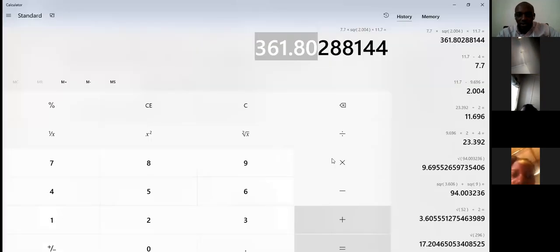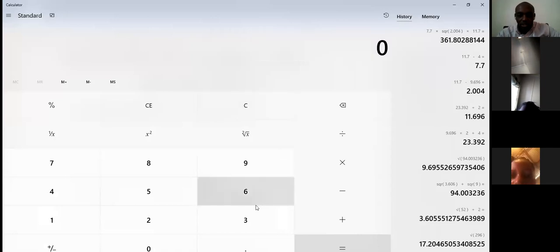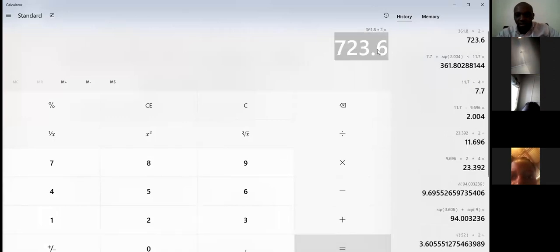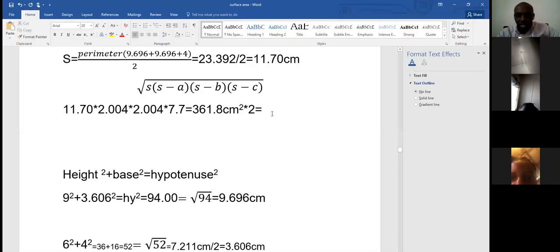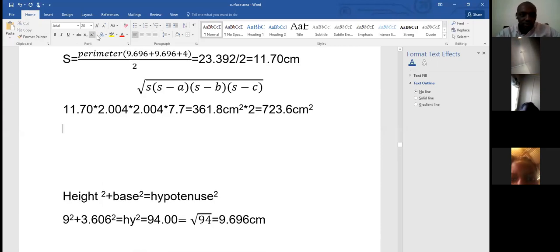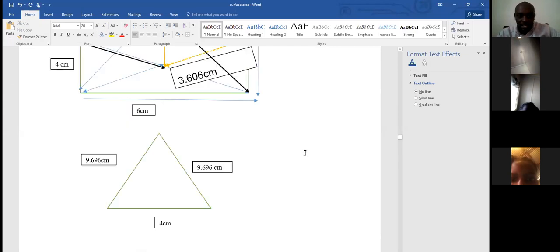These calculations, I should not be doing them for you. 361.8 multiplied by 2. 361.8 multiplied by 2. The answer is 723.6. Yes, 723.6. So this is the area, in centimeters squared. This is the area of the two triangular pieces that are similar. Yes, so this is this triangular piece.